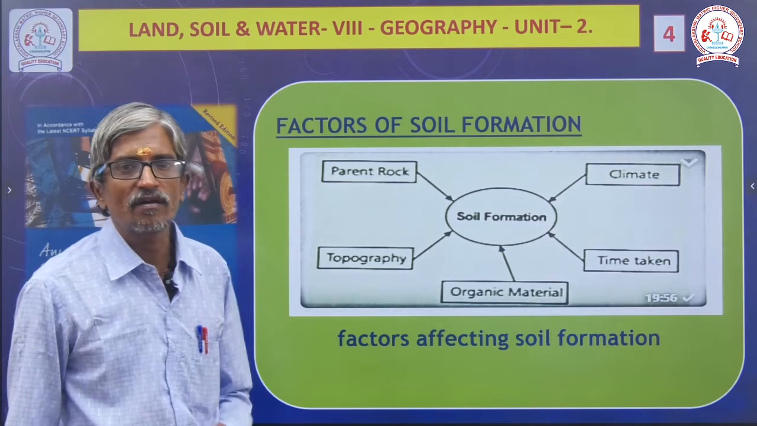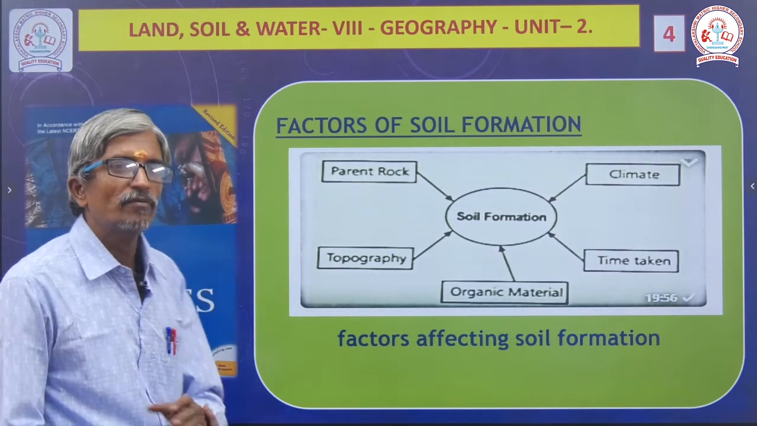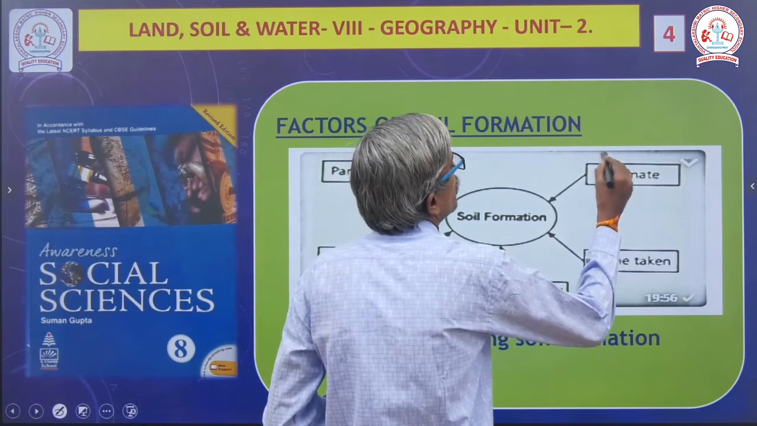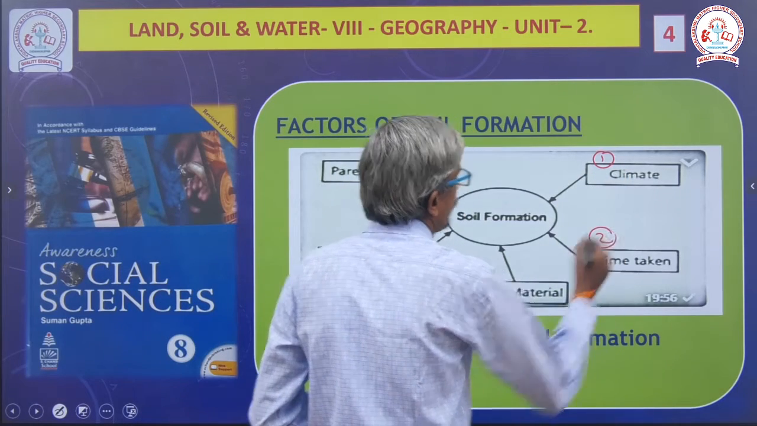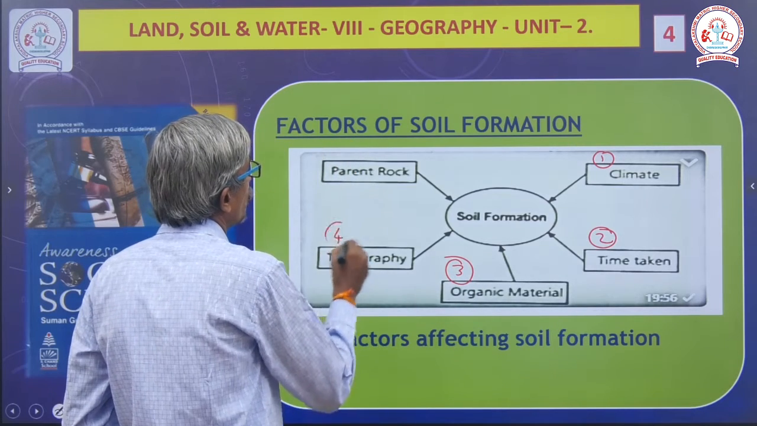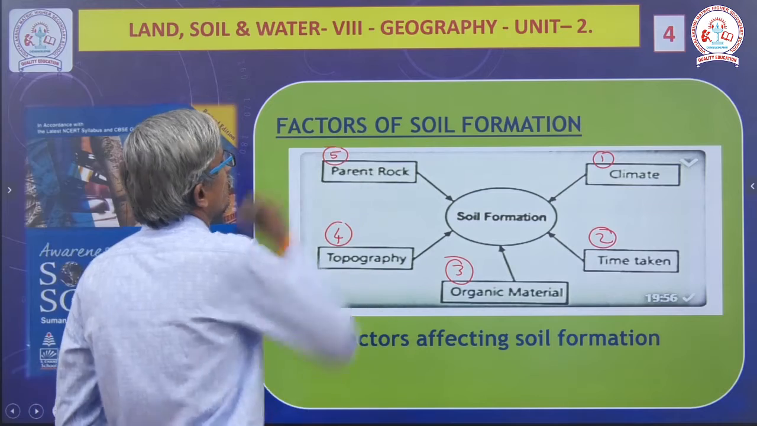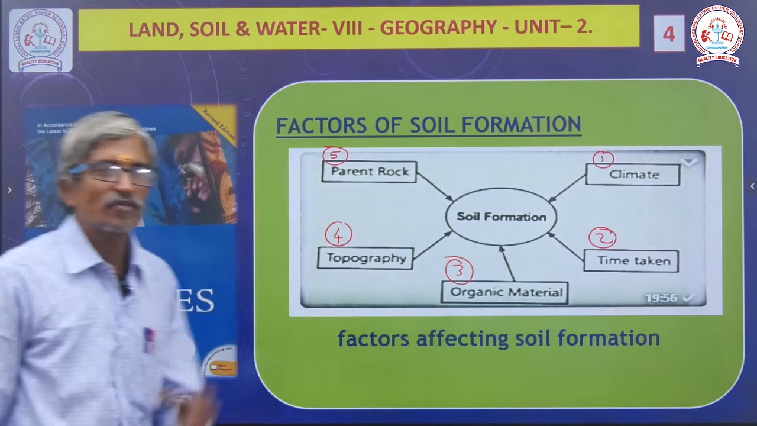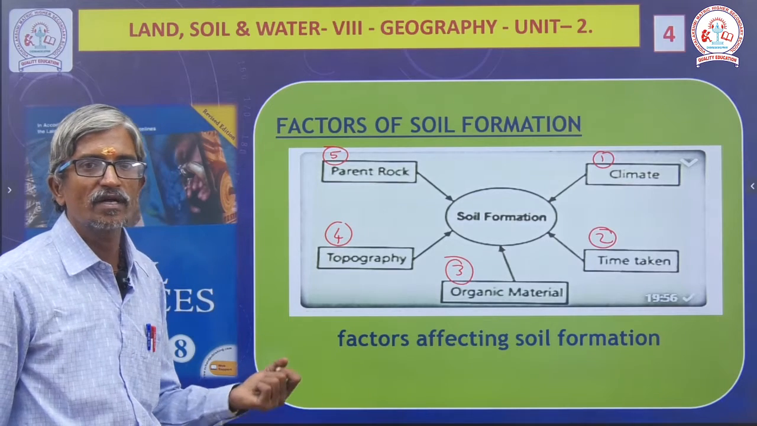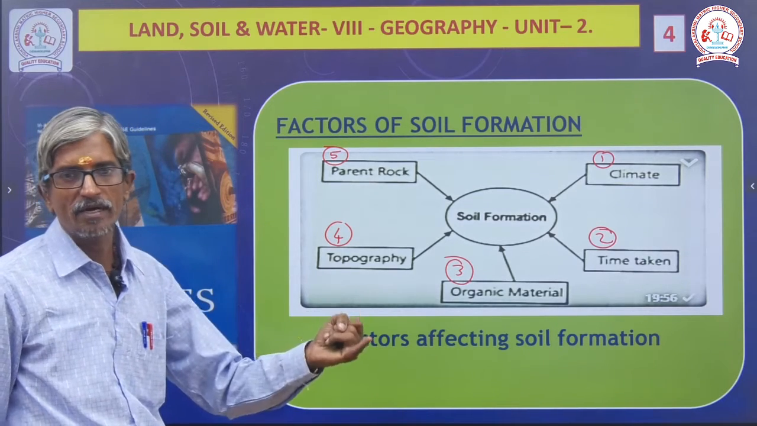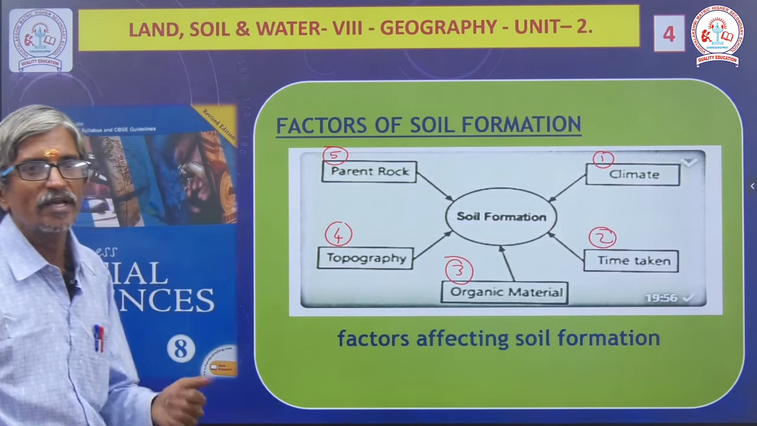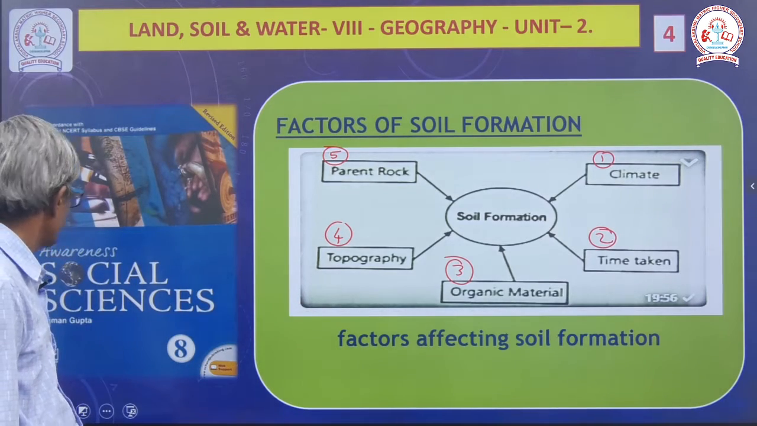Next, the factors of soil formation. For easy understanding, from our textbook, I have taken a picture. The soil is formed by, number 1, climate, number 2, time taken, number 3, organic material, number 4, topography, and number 5, parent rock. So these are the 5 fundamental factors affecting soil formation. For easy understanding, I gave the text line also.